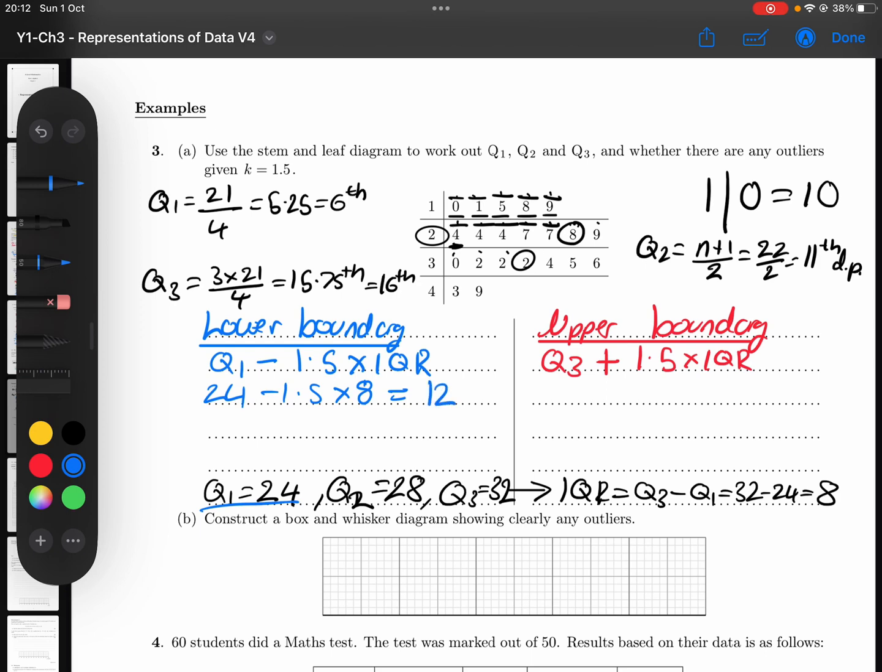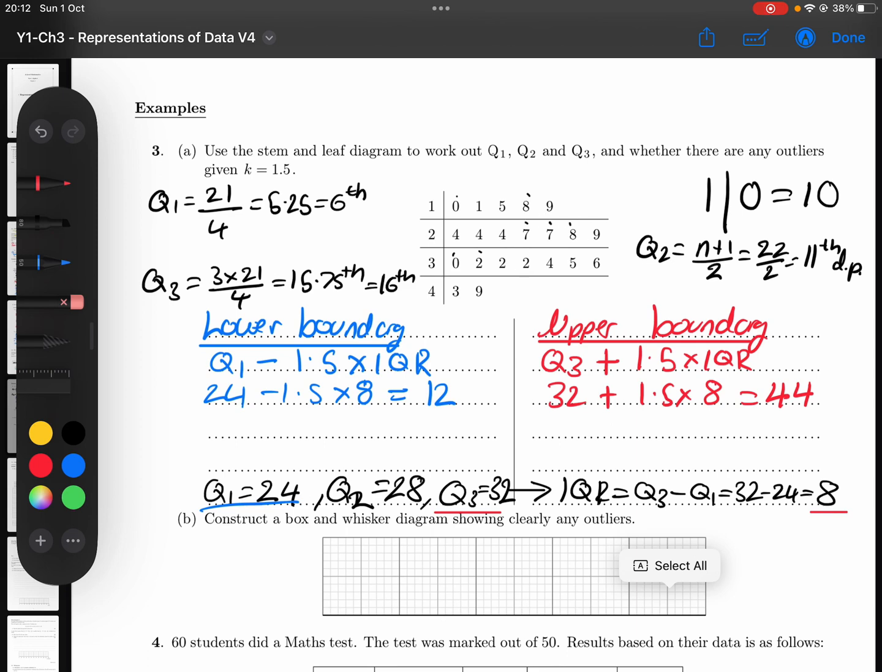And I'm going to work out the upper boundary at the same time. The upper quartile is 32 plus 1.5 times the interquartile range of 8 gives us a cutoff of 44. Okay, let's just clear that data in a physical sense. And let's see if there's any lower outliers. Are there any values lower than 12? Well, yes, I can see this value of 10 and 11 would be outliers.